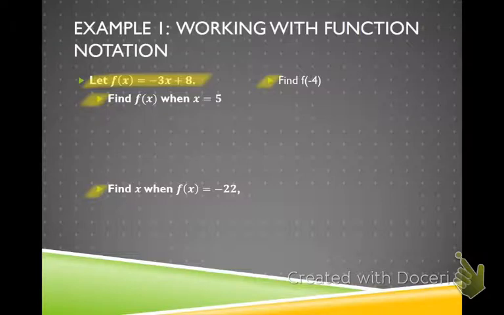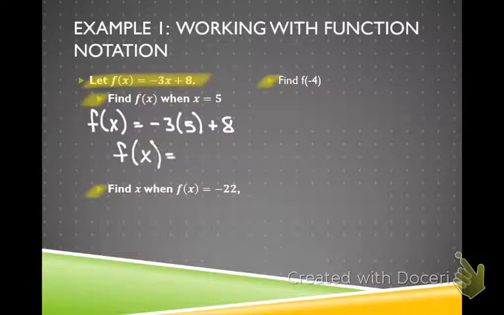All right, so let's make our substitutions. Find f of x when x equals 5. So, negative 3 times 5 plus 8. Does everybody see why I plugged in the 5 there in parentheses? Because that's my value for x. So go ahead and solve it. What is negative 3 times 5? Negative 15. And what's negative 15 plus 8? Negative 7, because it's different signs. I know, guys, we got to use those mental math skills. Negative 15 plus 8 is negative 7. So f of x equals negative 7.